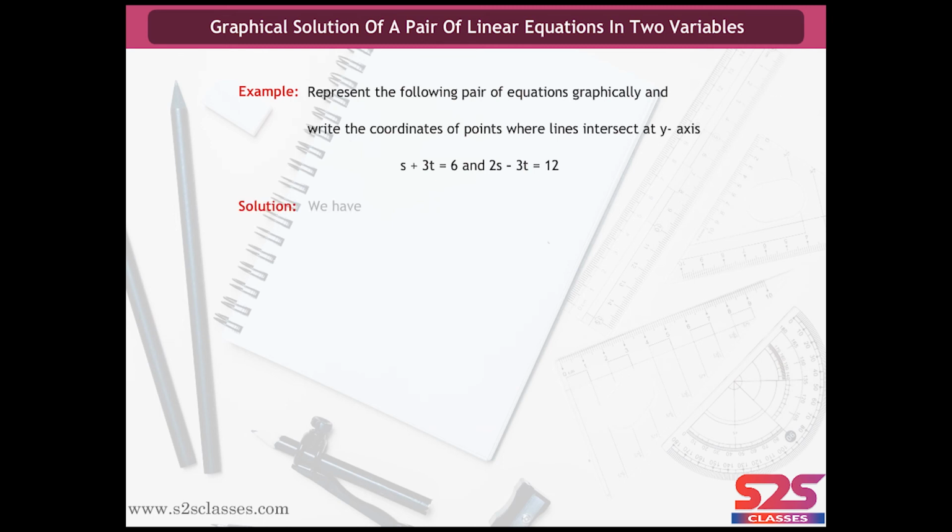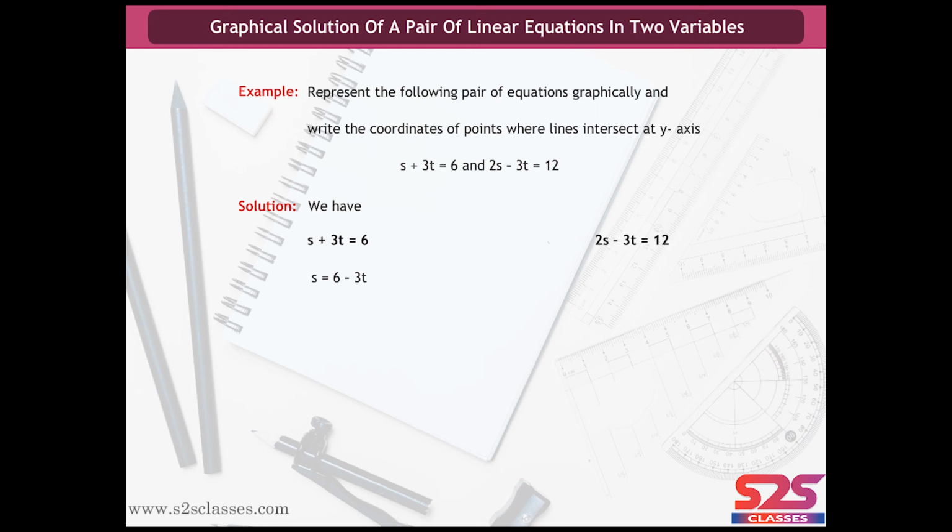Solution. We have two equations, s plus 3t is equal to 6 and 2s minus 3t is equal to 12. If we want to represent these two equations graphically, then we need to first draw the solution table for each equation. Look at the first equation, s plus 3t is equal to 6. We can rewrite it as s is equal to 6 minus 3t. Now take different values of t and we get the corresponding values of s as shown.